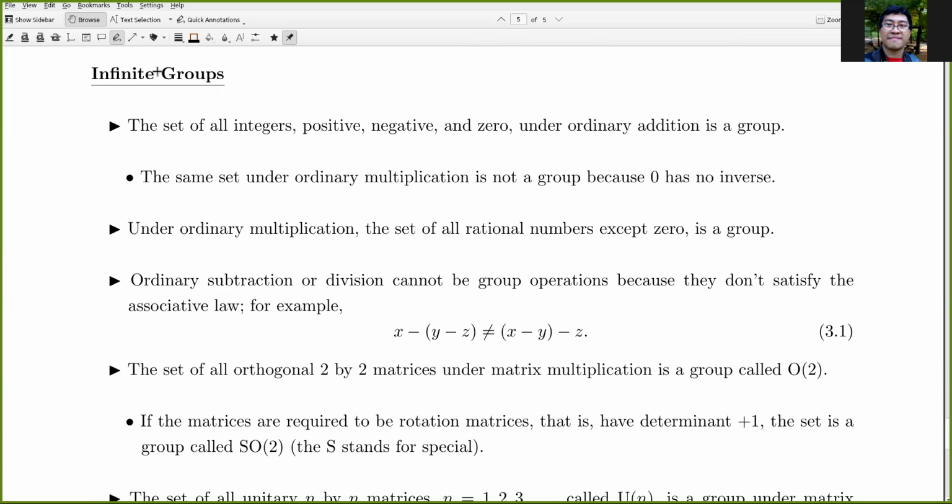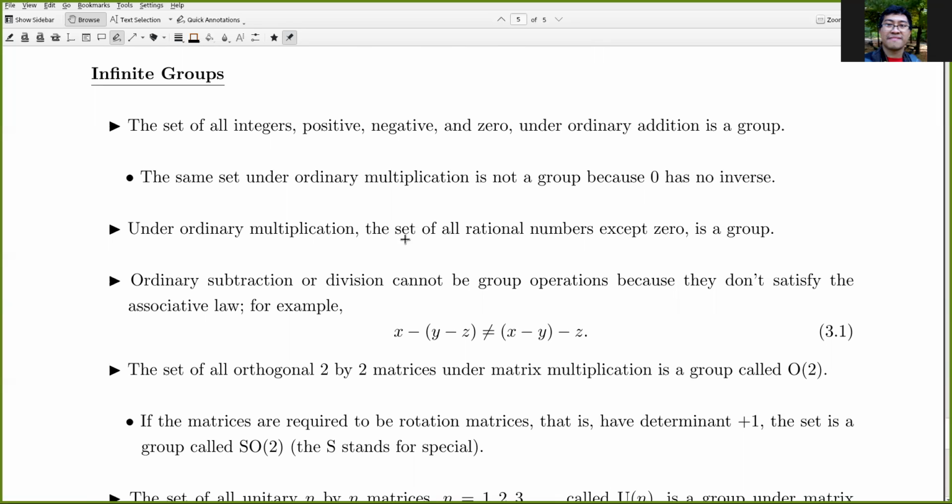We also have infinite groups. These are groups that have infinite order, or number of elements. Say the set of all integers, including positive, negative, and zero, under addition is a group. But under multiplication, it's not a group because zero has no inverse. We need something that, when multiplied to zero, gives 1, but that doesn't exist, or that is undefined.